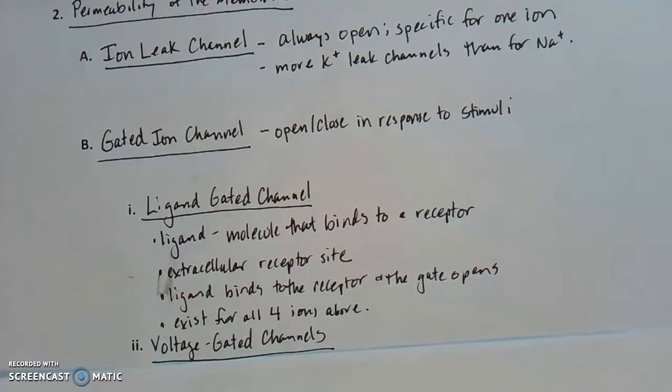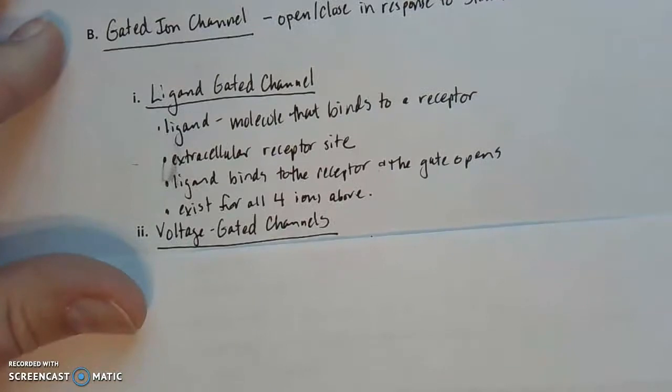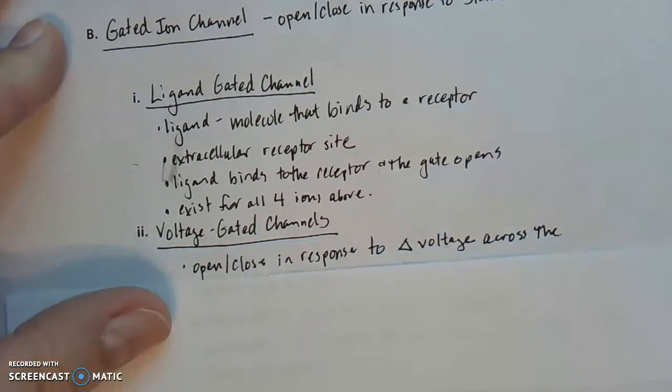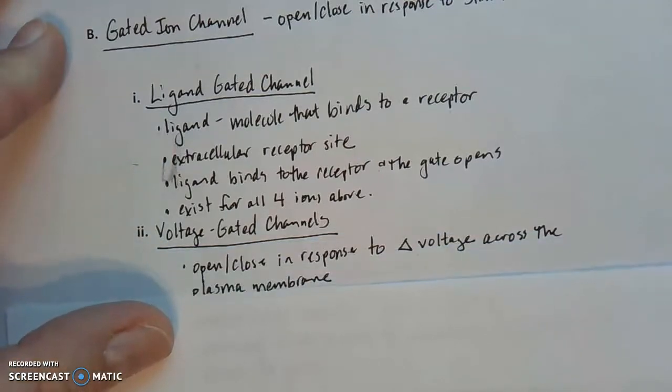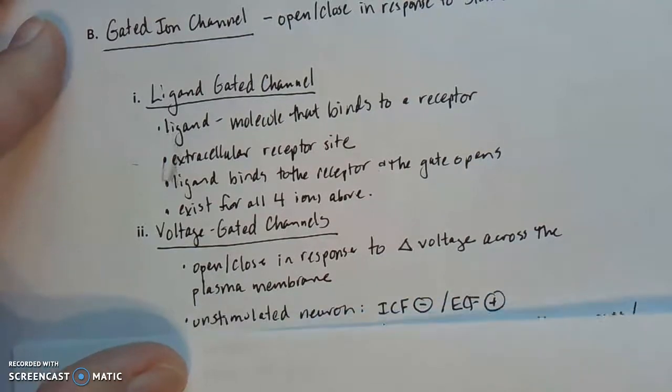But we also have ones that work with voltage differences. A voltage-gated channel means that we have to have a difference in charge potential, which is voltage, and it opens and closes in response to a change in voltage across the plasma membrane. As we're going to see, there exists a certain voltage across the plasma membrane. There's a difference between the inside and outside of the cell. And if that changes, it can cause these gates to open.